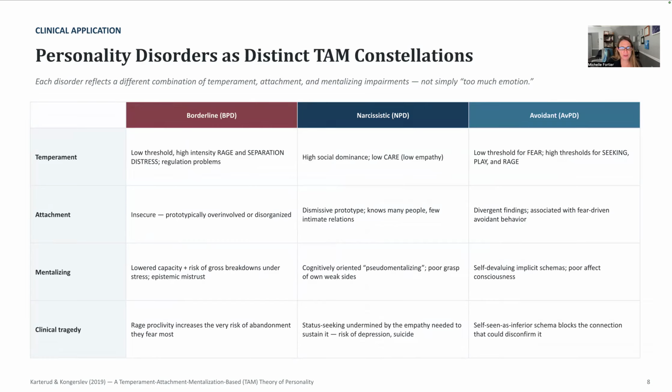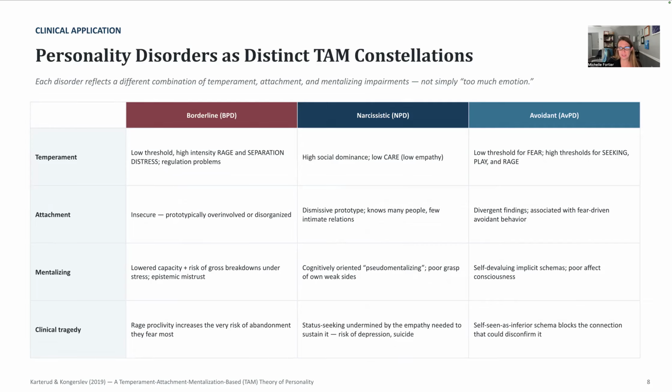Then there's a lowered capacity and a risk of gross breakdowns for mentalizing when they're under stress, and there's epistemic mistrust. The clinical tragedy is rage proclivity increases the very risk of abandonment they fear most. So they're most afraid of being abandoned. They have that low threshold for separation distress, but then they also have the low threshold for rage. And then they start raging and then they lose people. And then they're like, oh my God, what happened right here? So their worst fear comes true because of their rage.